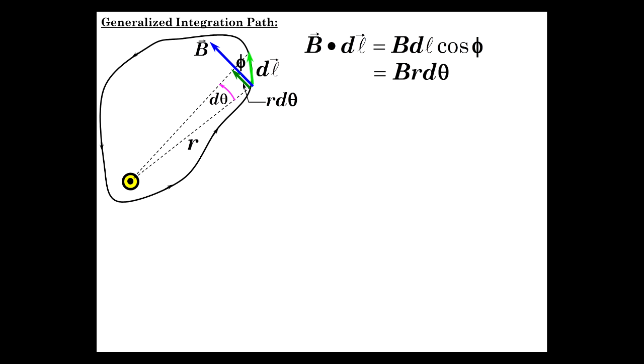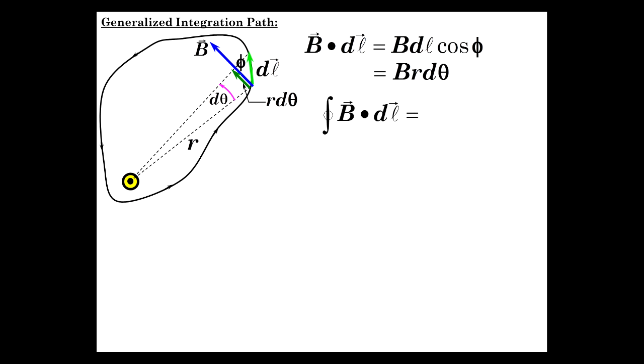And we have phi, the angle between the B field and the dl, which relates to the component of the B field that's applicable here. And so the part of the dl that's in the direction of B is just r d theta, in the same direction as B. So B dot dl is B dl cosine of phi, and that gives us B r d theta.